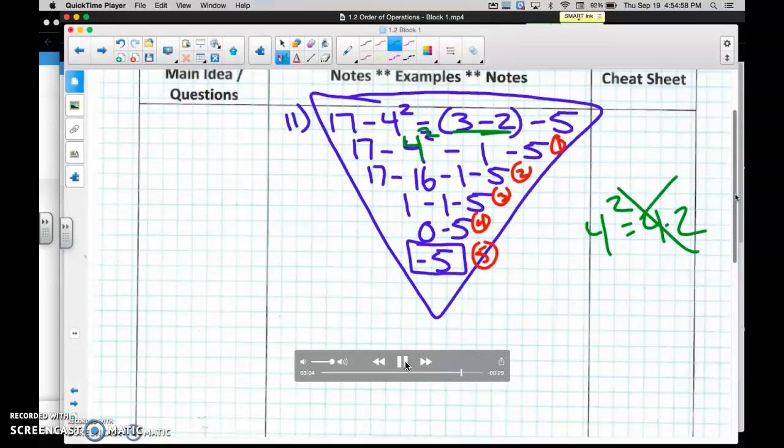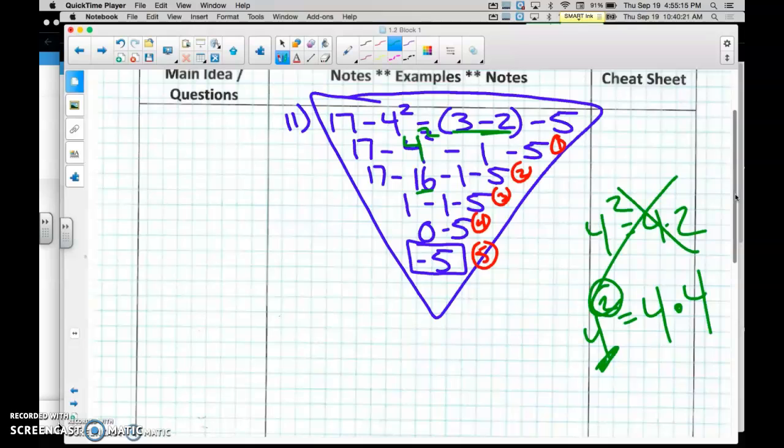No, this is wrong. 4 squared means you take this exponent, because that's our exponent, right? And it tells you how many times to multiply the base by itself. So you take 4 and you multiply by itself twice, right? What's 4 times 4? 16. Okay, so then we came up with 16, and again, we kept dropping down what we didn't solve yet, and our problem kept getting narrower and narrower and narrower. Does that make sense? Does anybody have a question or need clarification?